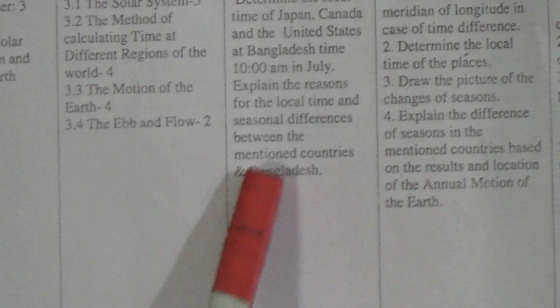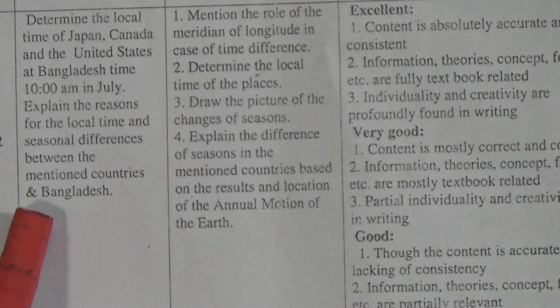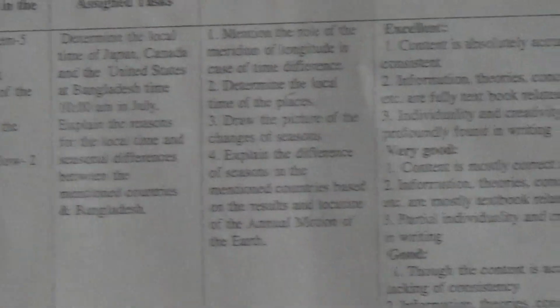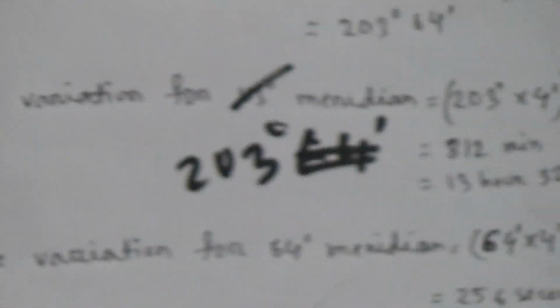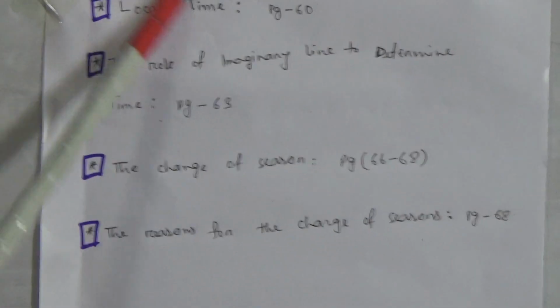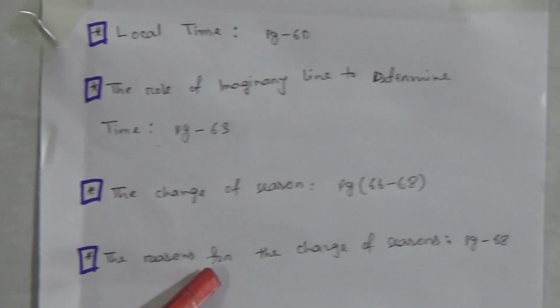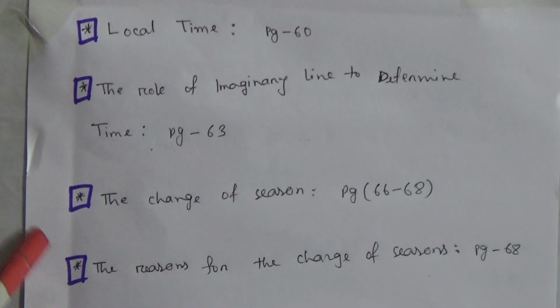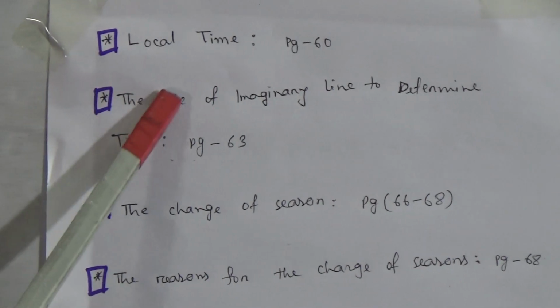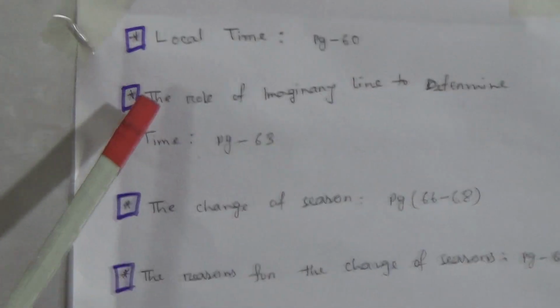And now we will discuss the rest of the part. Here it is asked to explain the reasons for the local time and seasonal difference between the mentioned countries and Bangladesh. So this part, how we will discuss and how we will get the answer, I am just giving you some suggestions, that means clues by which you can make the answer, because this is very elaborate and I cannot finish the class right now. And we have discussed this in the class, that's why I am not discussing it again.